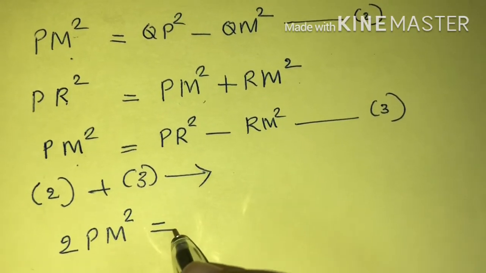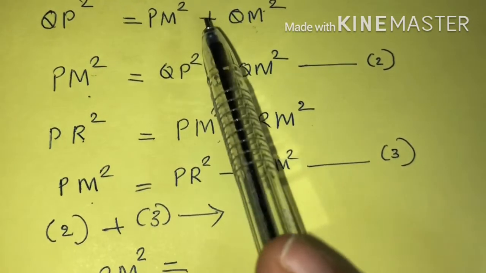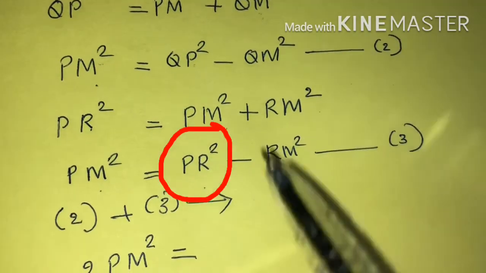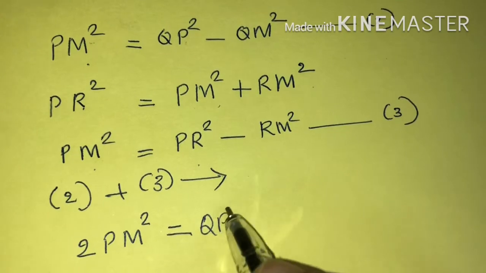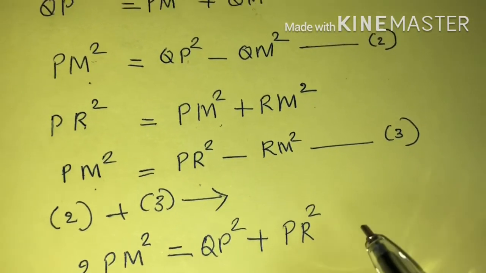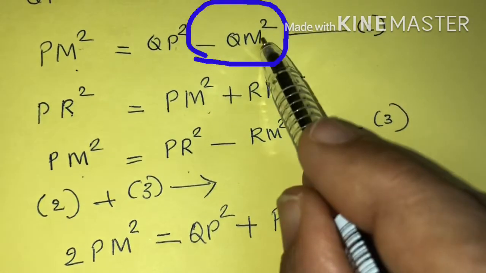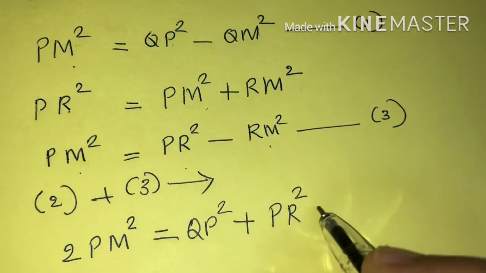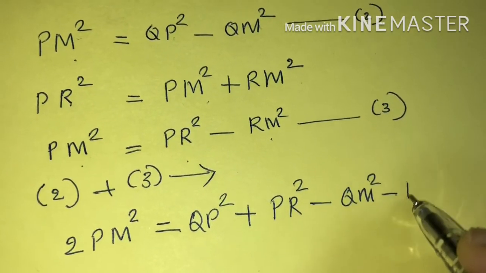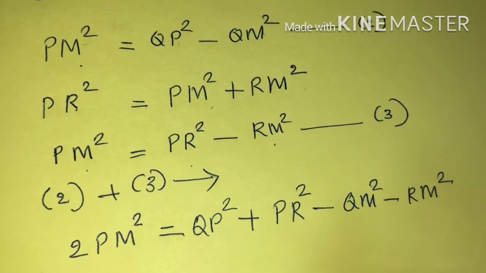is equal to, on to the right side we have positive terms QP square and PR square. Connect the positive terms QP square plus PR square. There we can see negative terms also, minus QM square minus RM square. We write them minus QM square minus RM square.